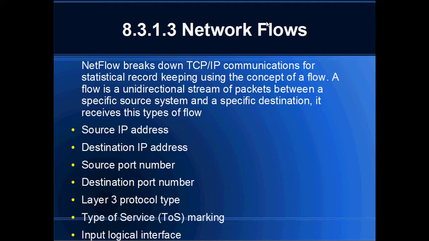Network flows. NetFlow breaks down TCP/IP communications for statistical record keeping using the concept of a flow. A flow is a unidirectional stream of packets between a specific source system and a specific destination. It used these fields, or at least originally did: the source IP address, the destination IP address, source port number, destination port number, Layer 3 protocol type, type of service marking, and input logical interface.